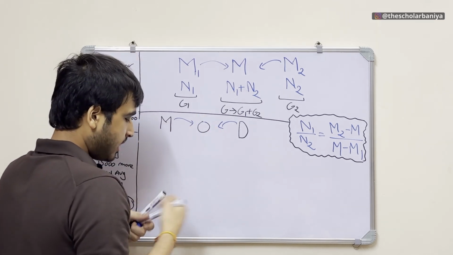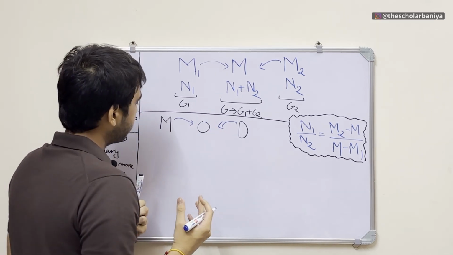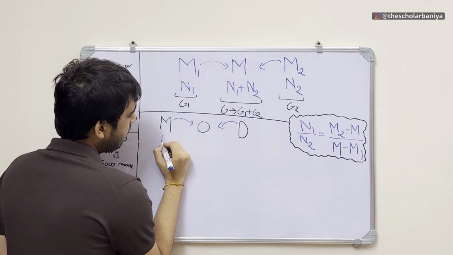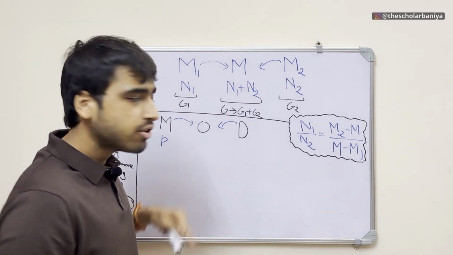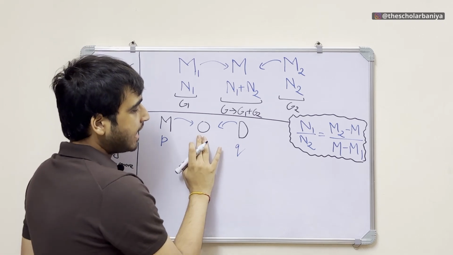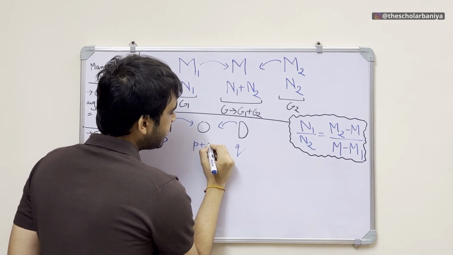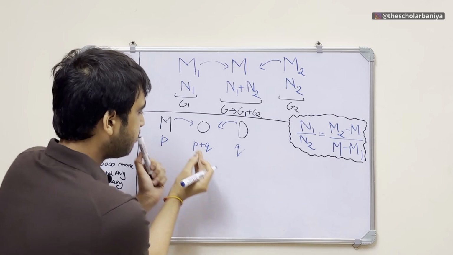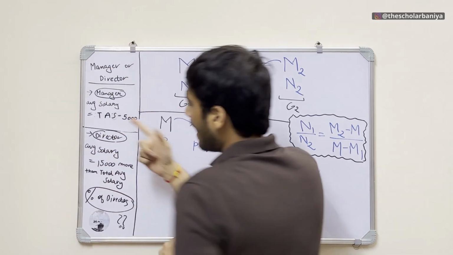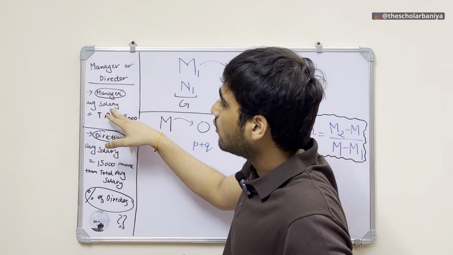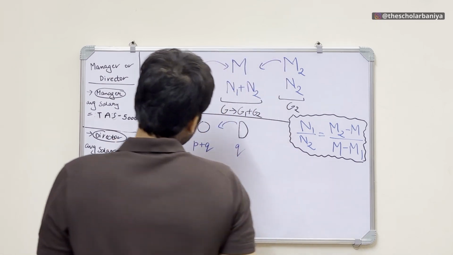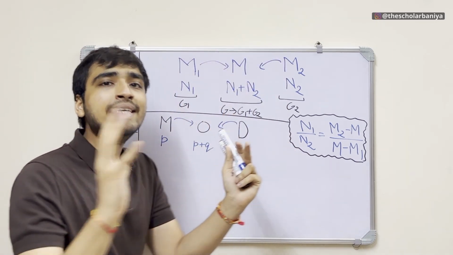We also assume that, for example, there are P people, like there are P managers, and over here there are Q directors. So in the entire organization, we have P plus Q people working, that is P managers and Q directors. Okay. So now what we have in the question is that the average salary of manager is equal to the total average salary minus 5,000, right? So the total average salary or the mean of the organization.